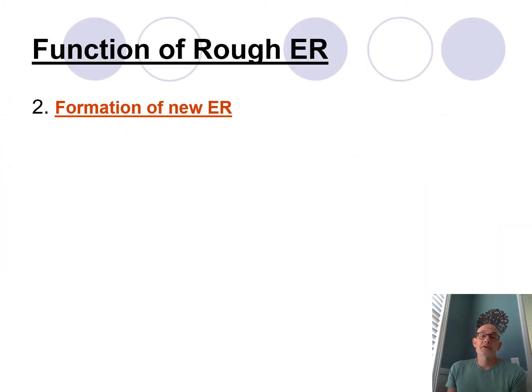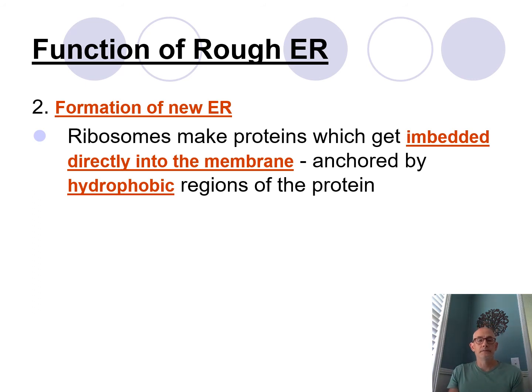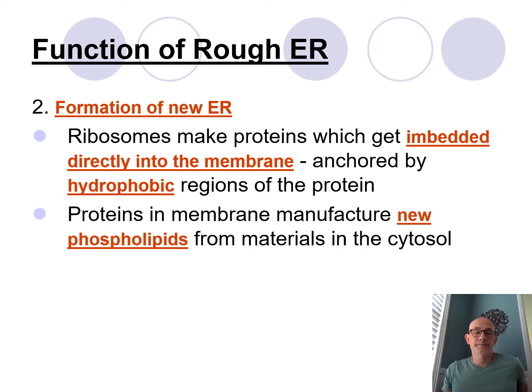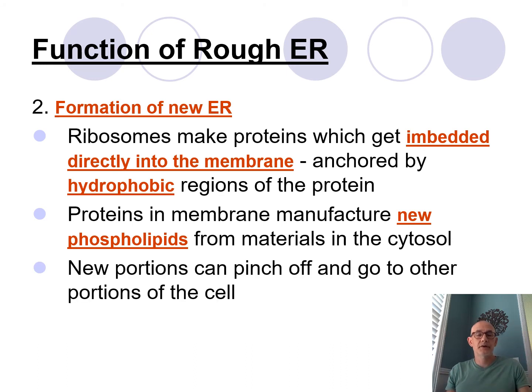Rough ER is also going to have the job of making new ER. So if you think about what the rough ER is doing, at the end it's pinching off a vesicle and sending it to the Golgi. That means every time it does that, you lose part of the rough ER. So new ER has to be made so that process can continue. So the rough ER has enzymes in the membrane that help it make new endoplasmic reticulum. That's all extra stuff that you don't really need to know. Just know it makes new ER.